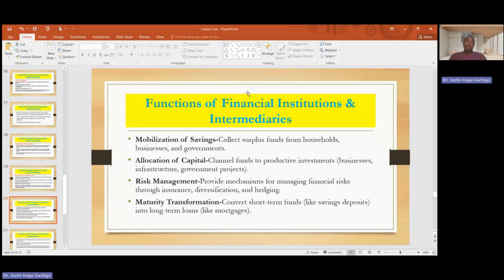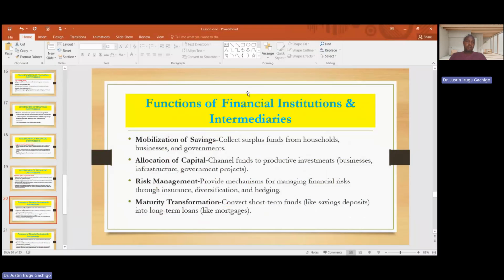We continue. Let us look at the functions of financial institutions and intermediaries. You realize that the functions of financial institutions and intermediaries are more or less the same as why financial intermediaries are special. The first one is mobilization of saving. That is, they collect surplus funds from households, businesses, and government.